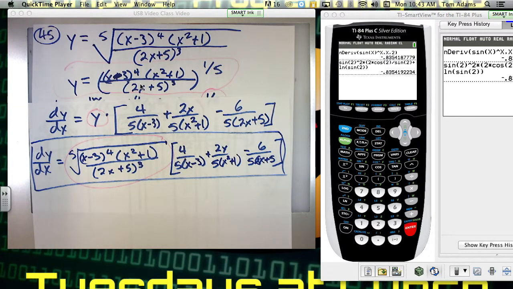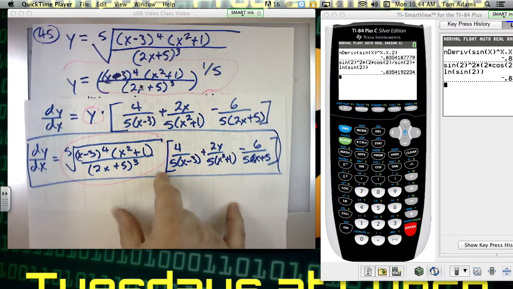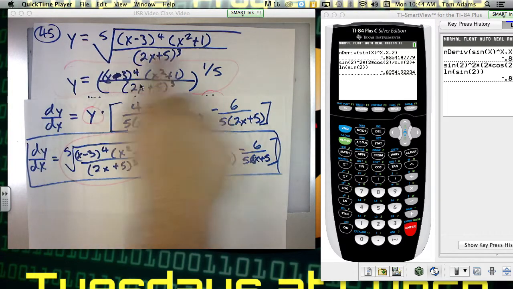Any questions? I thought you were going to make us plug it in. Yeah, that's kind of funny, right? We did all that work. What does that represent? That's the equation that represents the slope of the tangent line at any x value of the original function y equals the fifth root of all this stuff.